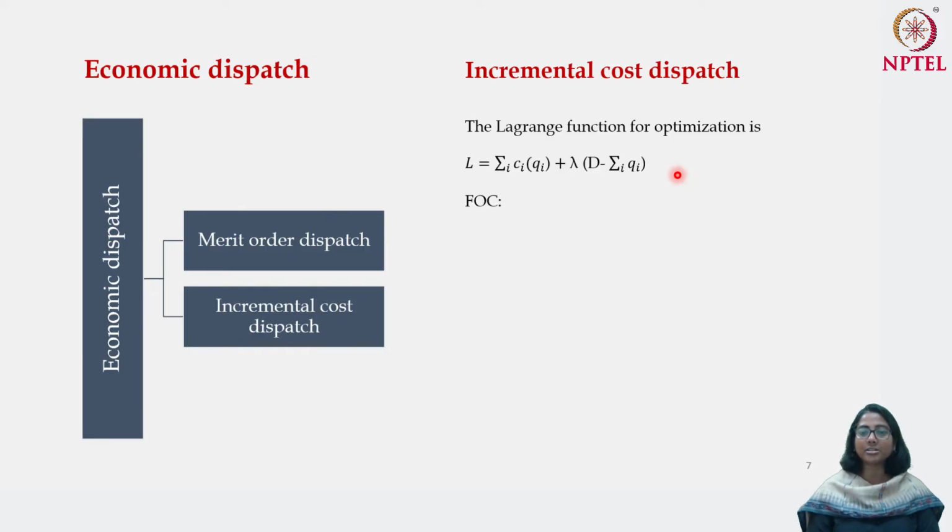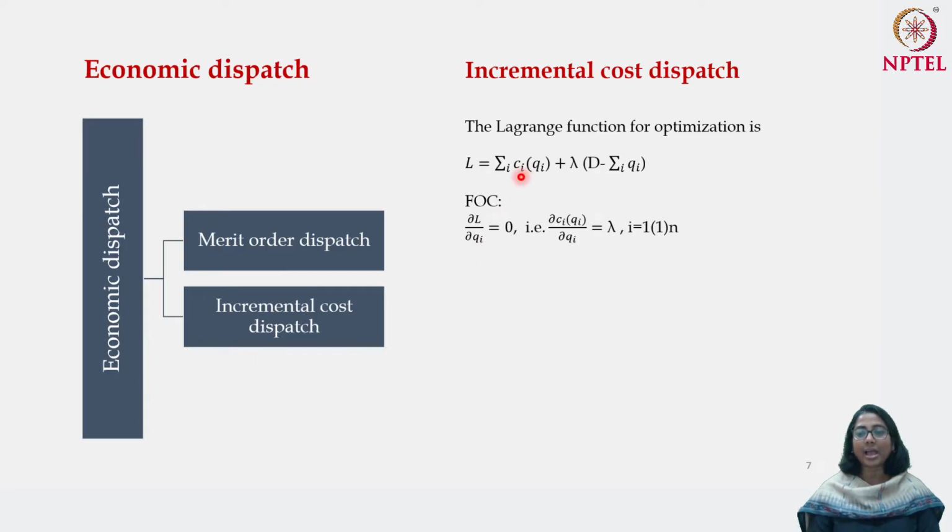So what are the first order conditions? The first order condition for this optimization problem is given by del L del Qi equal to 0. If I take the partial derivative of the Lagrange with respect to Qi, which appears in the cost function and also in the constraint, that should be set equal to 0. Now if del L del Qi is equal to 0, that means del Ci(Qi) by del Qi is equal to lambda. Because if I think about C1, suppose I am considering the first production unit.